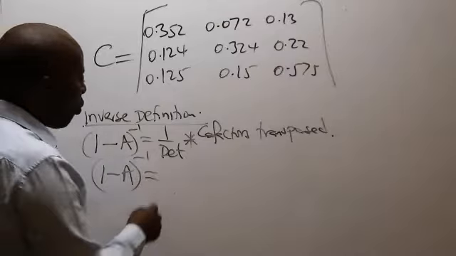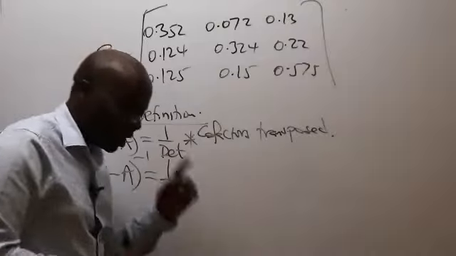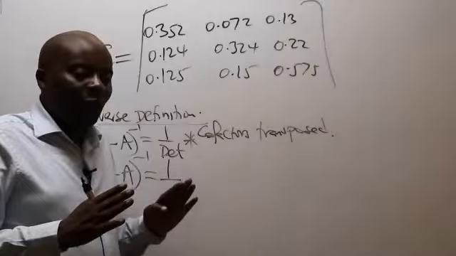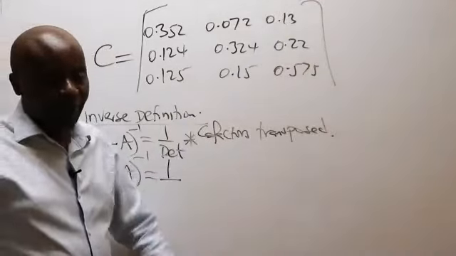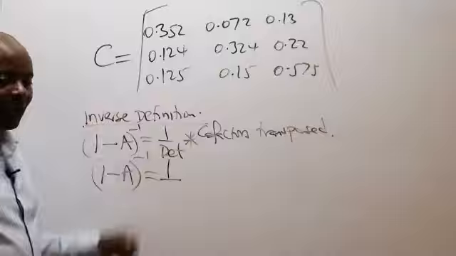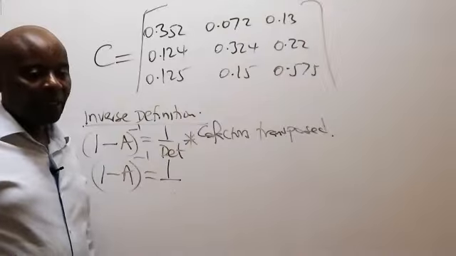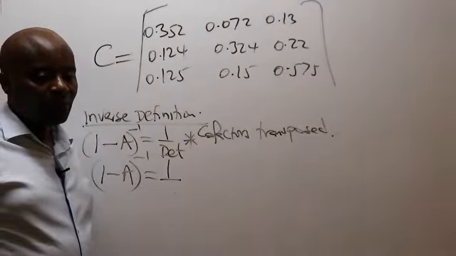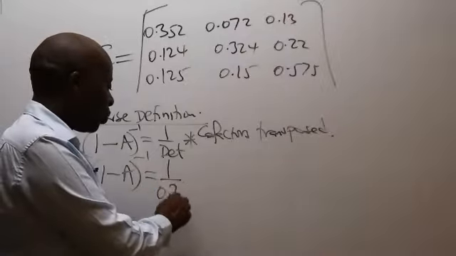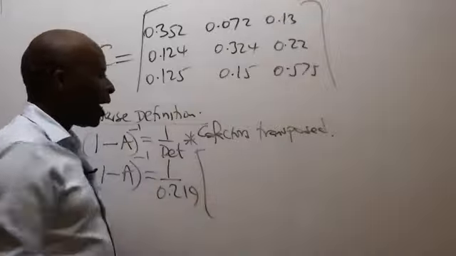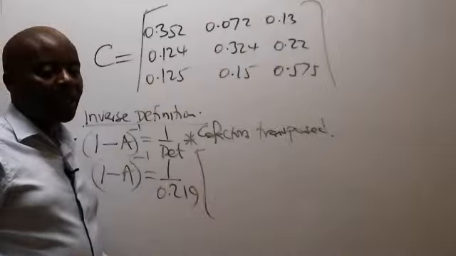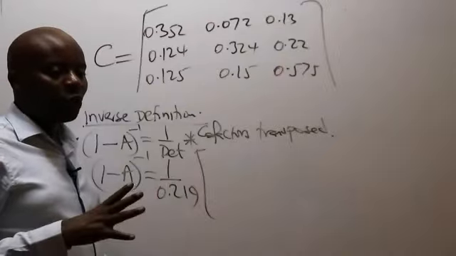So ladies and gentlemen, if that is the case, then my (I minus A) inverse will be equal to 1 over the determinant that we got in part 1. I would want someone to remind me, who is able to remember that figure? 0.219. So this is 0.219, times the cofactors transposed.